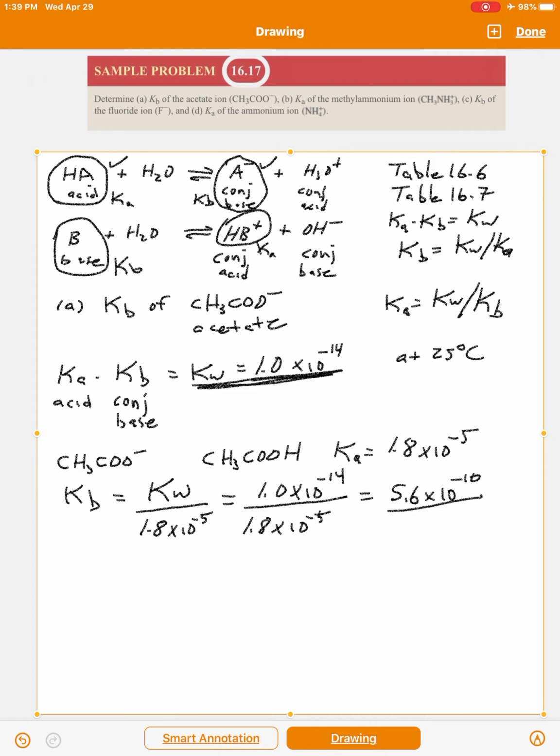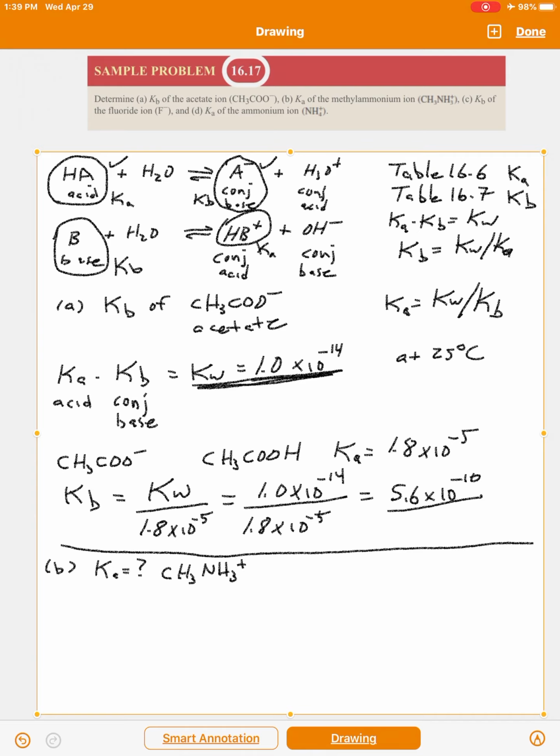Let's try part B. For part B, they want you to find the Ka of the methyl ammonium ion, CH3NH3+. Well, you're not going to find it in table 16.6, because 16.6 is the Ka values and 16.7 is the Kb values. It's not in there. So what do we do?